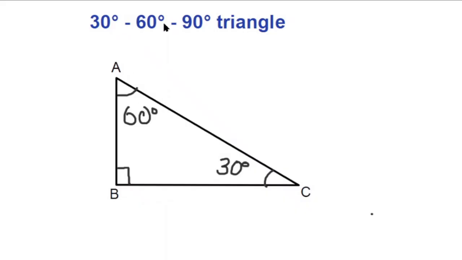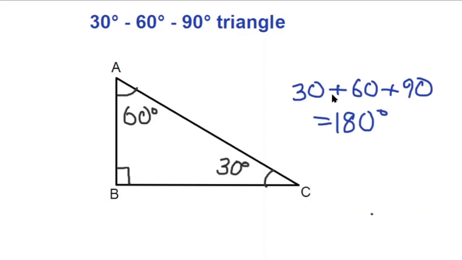See, 30 60 90 degree triangle. So first we will see what is a 30 60 90 triangle. Here triangle ABC is a right angled triangle. In triangle ABC, angle B is 90 degrees. That means angle B is a right angle, and the other two angles are acute angles. The measure of angle A is 60 degrees and the measure of angle C is 30 degrees. So this is the 30 60 90 triangle.